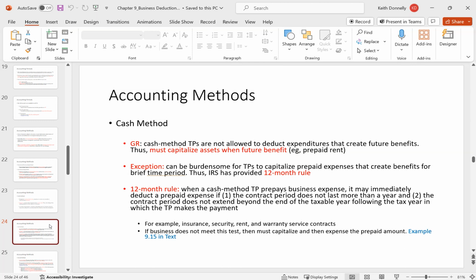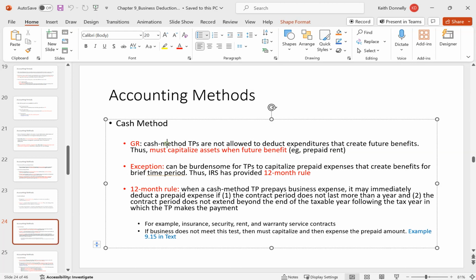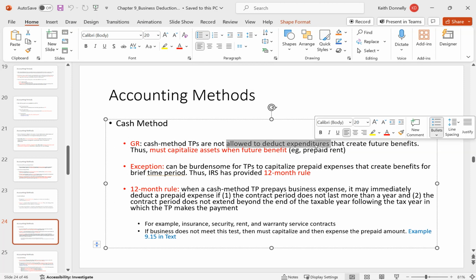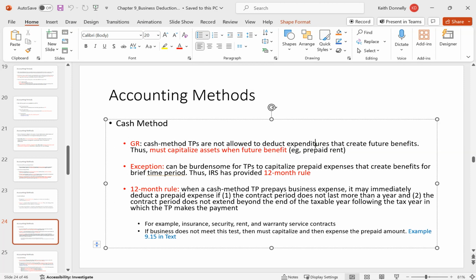So what's going on here is, yes, you can generally expense cash as it's an outflow, but you don't always do that. Cash method taxpayers are not allowed to deduct expenditures that create future benefits. In other words, generally whenever you spend cash, that's an expense, but if you buy long-lived items or prepaid expenses, you have to capitalize them. But there's an exception to that. So that can be a headache if you have to capitalize stuff.